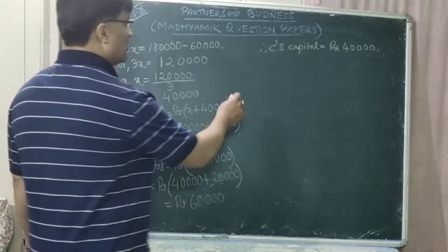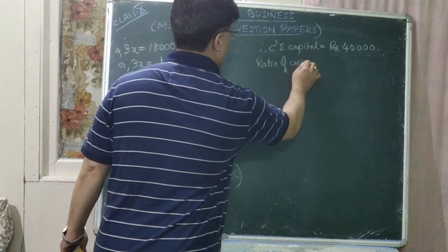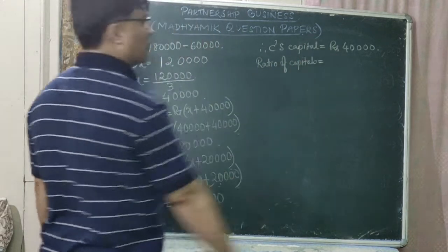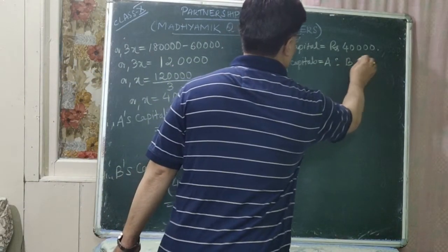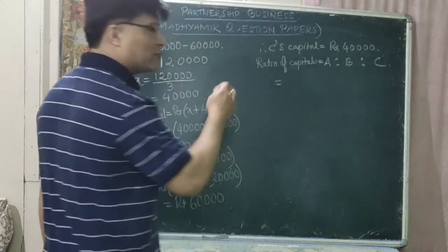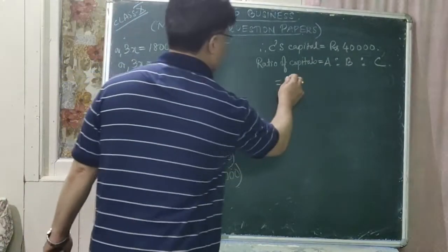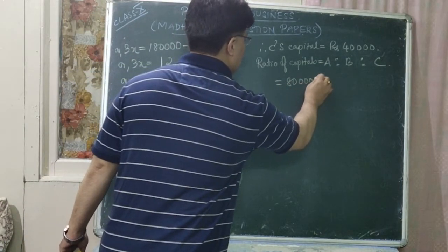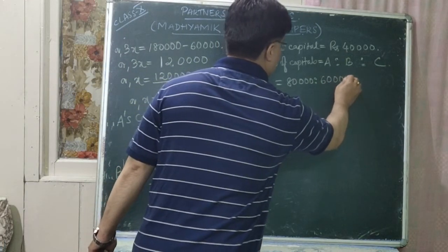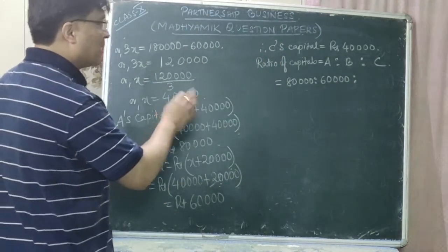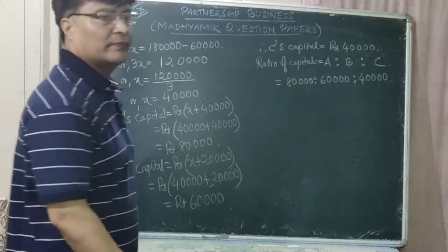So now the ratio of capitals is equal to A is to B is to C. In this case you don't have to write down the rupees, because in terms of ratio the rupees will be cancelled. So what was A's capital? It is 80,000, is to B's capital 60,000, is to C's capital 40,000. Is that clear?